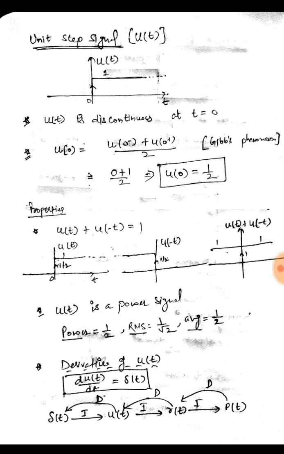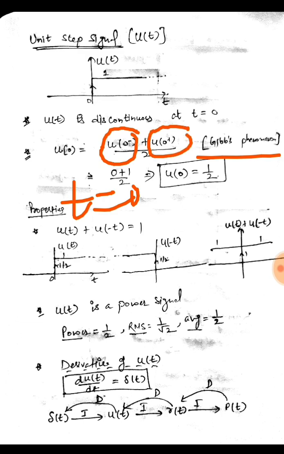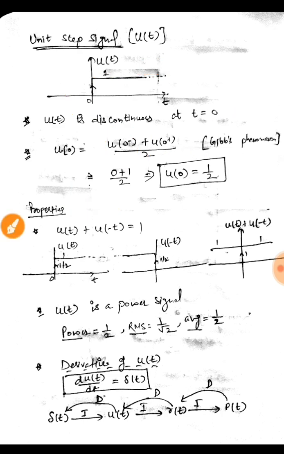Okay, and we can calculate the value at t equal to 0 using the Gibbs phenomenon, which says the value of a discontinuous function at the discontinuity is the average of the values before and after that point, that is, the summation of the value prior to 0 and the value after 0 divided by 2. So there is a discontinuity at t equal to 0, and the value at 0 would be u(0 minus) plus u(0 plus) divided by 2, so it comes out to be 1 by 2. So the value we would take at 0 would be 1 by 2.